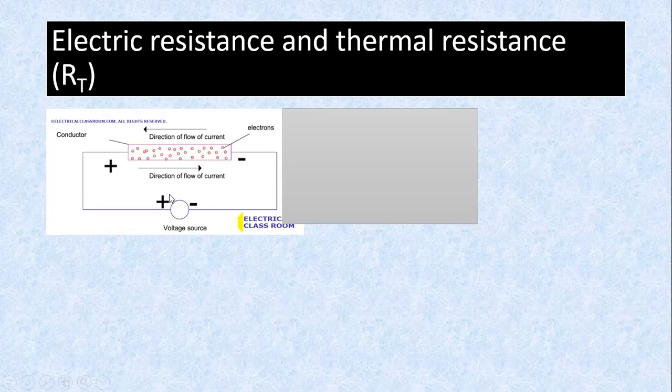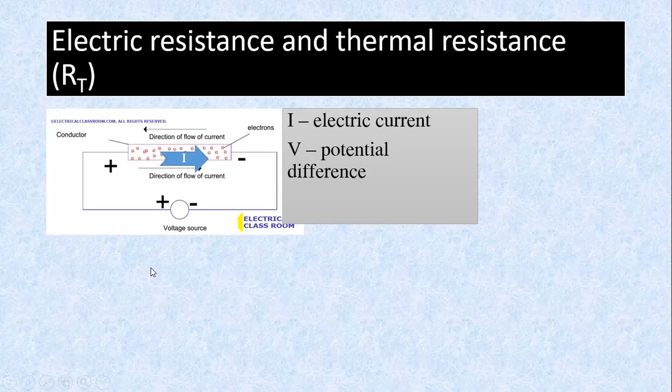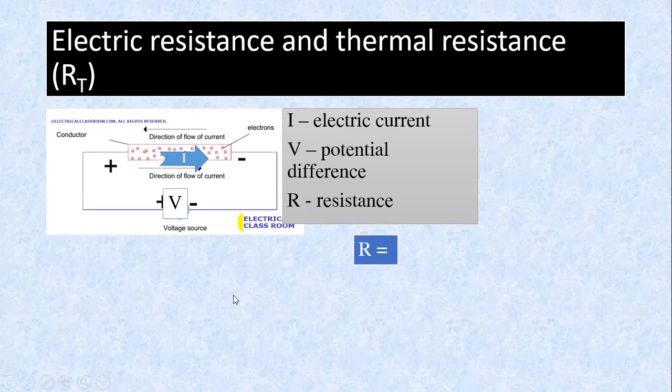Now, that is your conductor. There's your battery, if you like. There's a conductor. The current is flowing. I is the current. And V is the potential difference. So R is the resistance. So our R is just the potential difference divided by current.